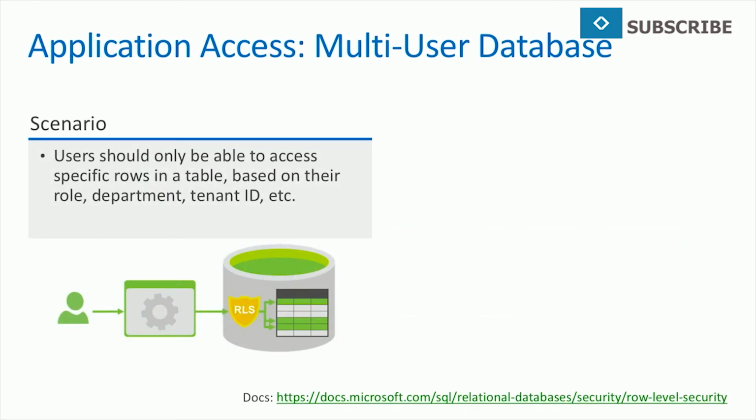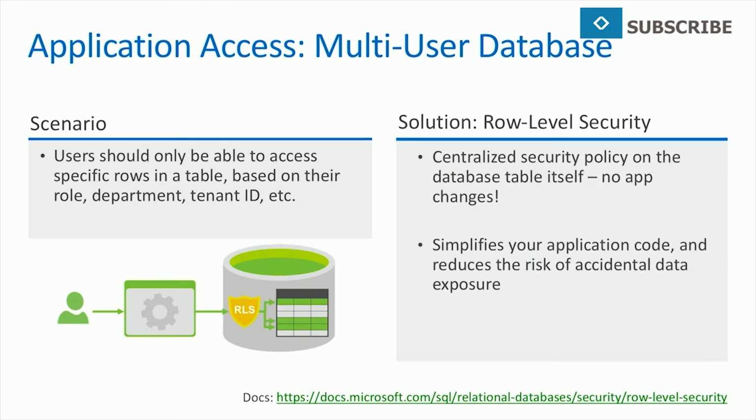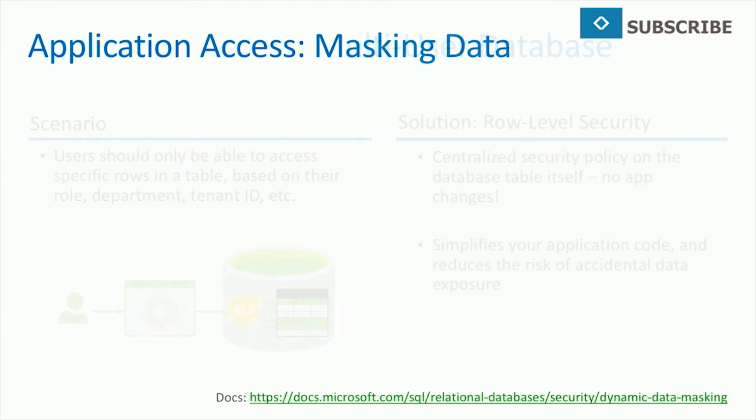While features like permissions and AD authentication control access at the database layer, SQL Server also supports several programmability features that make it easier for you to control which data can be accessed through the application layer. For instance, row-level security allows you to control access to specific rows in your table based on the end user. By attaching this logic to the database itself, you simplify your application code and reduce the risk of accidental exposure.